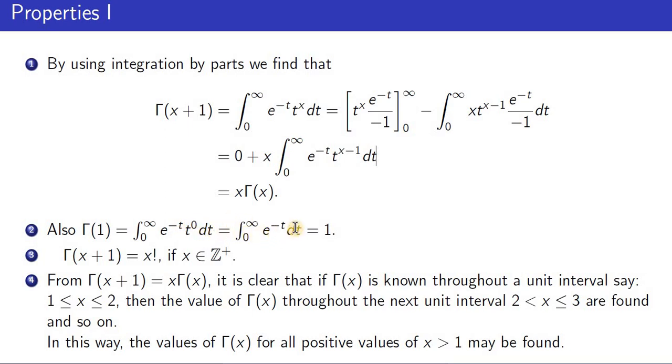That is just the integral of e power minus t, which is e power minus t divided by minus 1 evaluated from 0 to infinity, and that gives you plus 1. Now you can easily see that gamma of x plus 1 is equal to x factorial if x is a positive integer. For example, gamma of 1 is equal to 0 factorial, gamma of 2 is equal to 1 factorial, gamma of 3 is equal to 2 factorial, etc. It is easy to observe that.